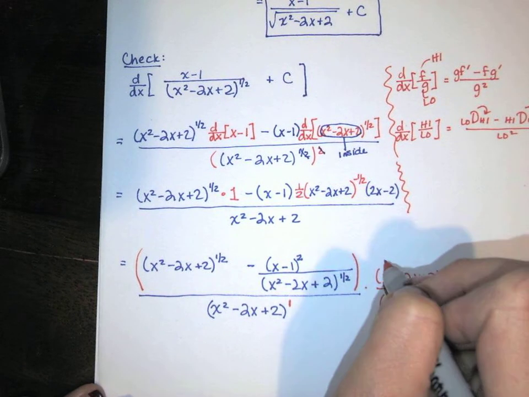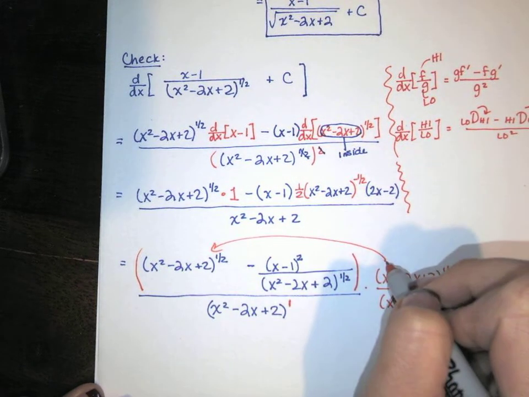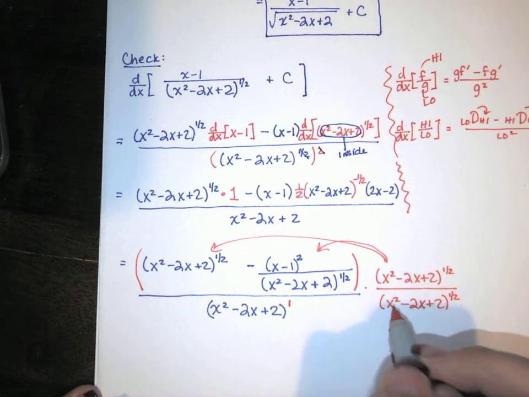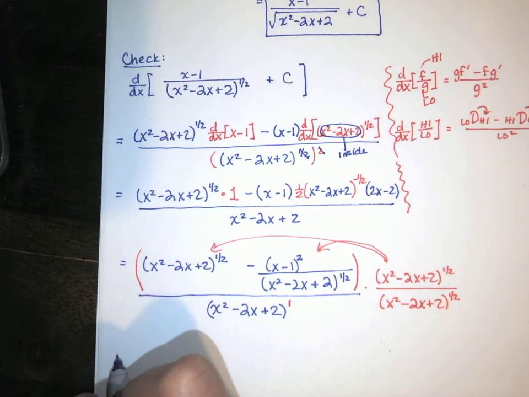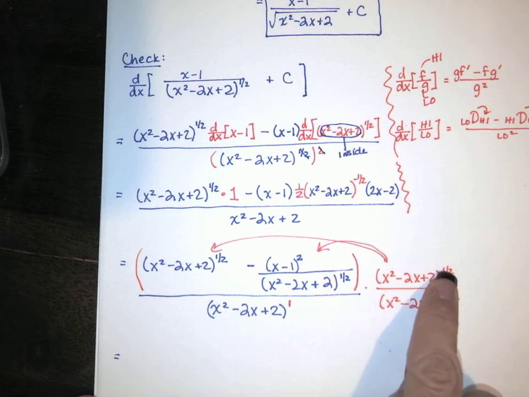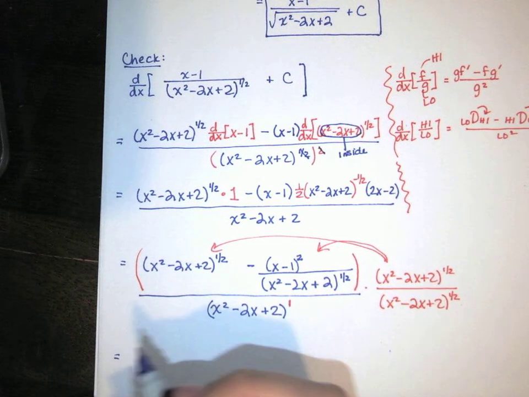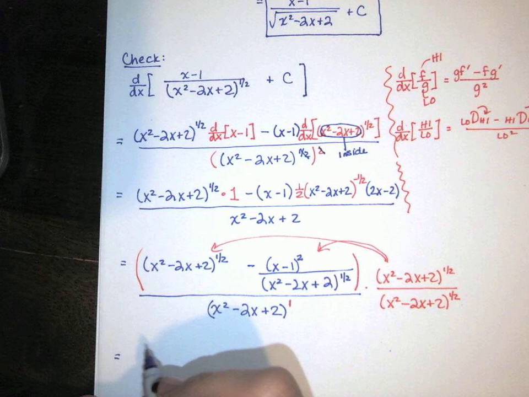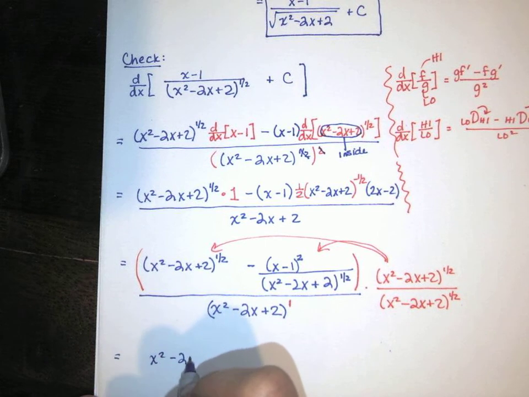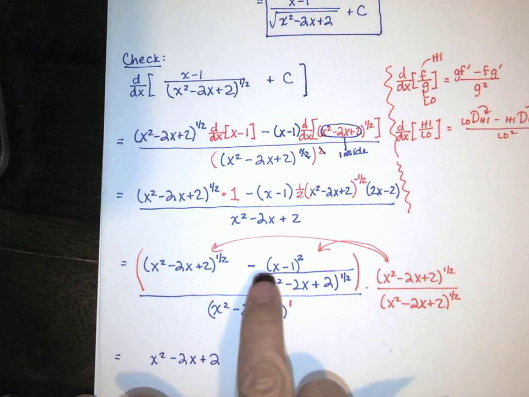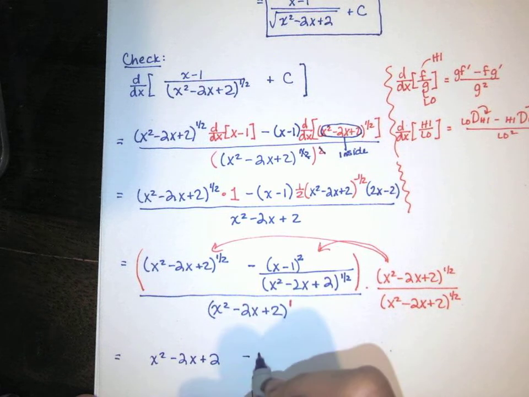So we're going to distribute. We're going to have that times that minus that times that. And you've got this times this. So I've got this to the 1/2 times that to the 1/2, it's the same thing. That to the 1/2 times that to the 1/2 is that to the first. So I don't even need parentheses anymore. So I get that guy. And when I multiply this by this, I just have a minus the quantity x minus 1 squared.